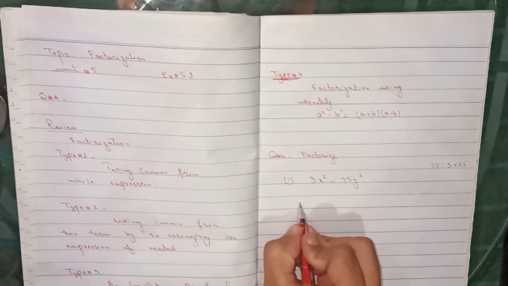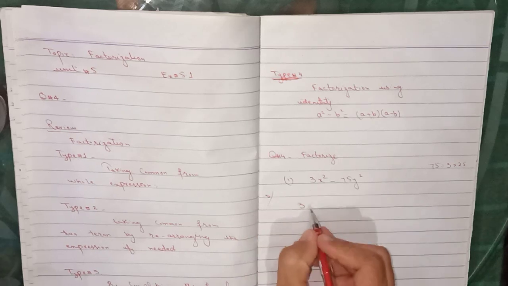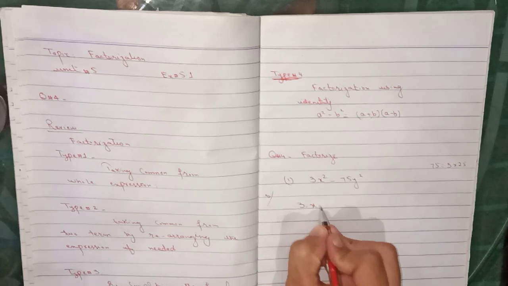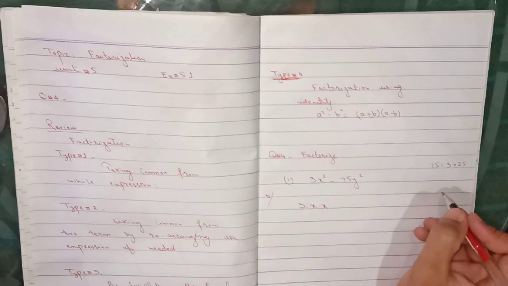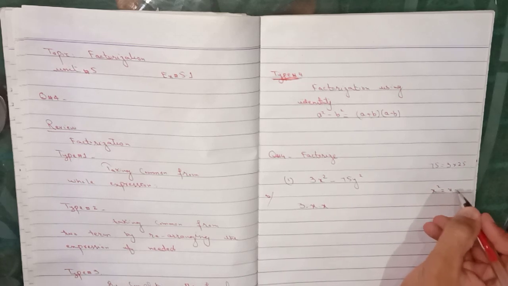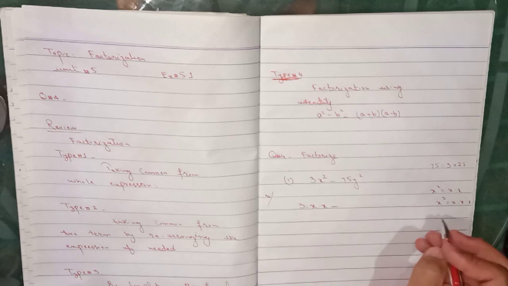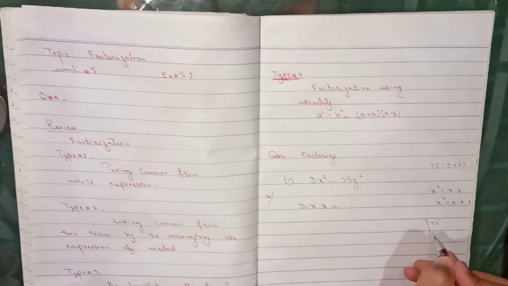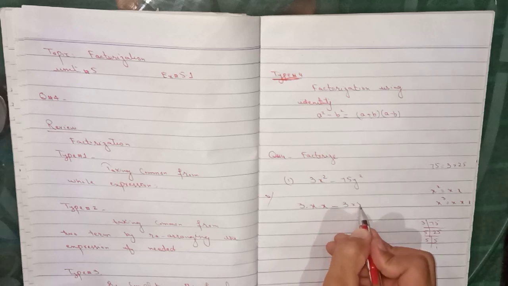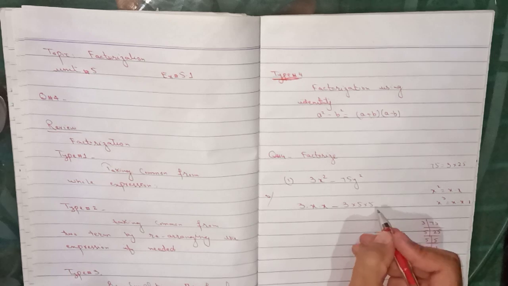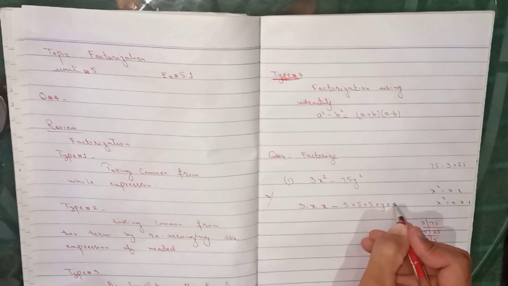3 can be written as 3, and x square can be written as x into x. Here the dot means multiplying. And what are the factors of 75? For this we have to take the LCM of 75. 3 25 times, 5 5 times, and 5 1 time. It means 75 can be written as 3 into 5 into 5, and y square as y into y.